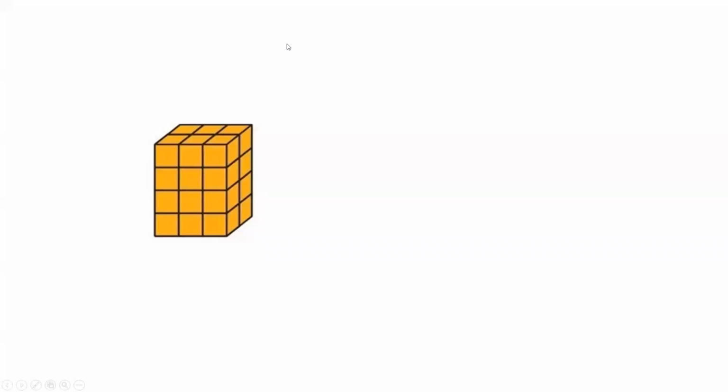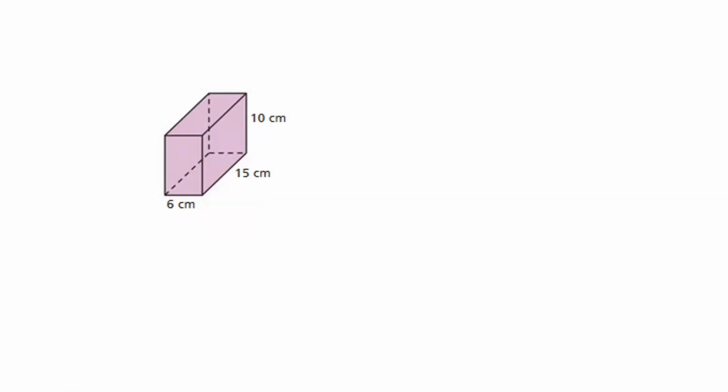What if it's not a cube? I'm sorry, what if it doesn't have cubes in it? What if it's something instead like this? Well, same thing. See, the one on the ground's right here. So pretend like nothing else is here and you're just finding the area of 15 by 6. So what's 15 by 6? Because it's 15 up and down by 6. Well, if you don't know that, you can multiply 15 times 6.